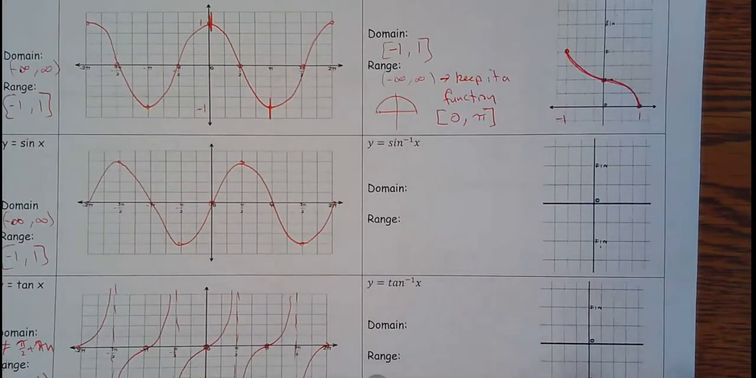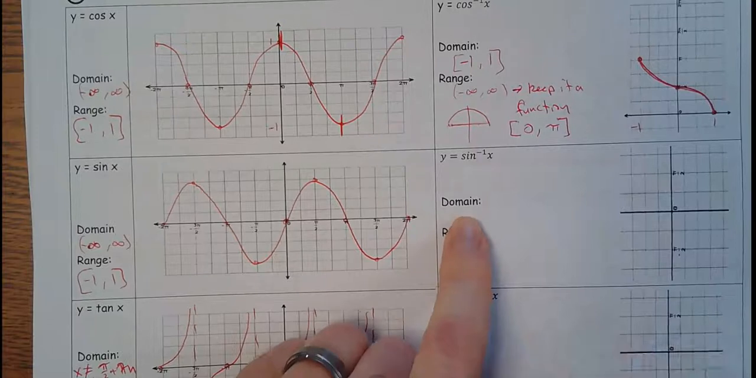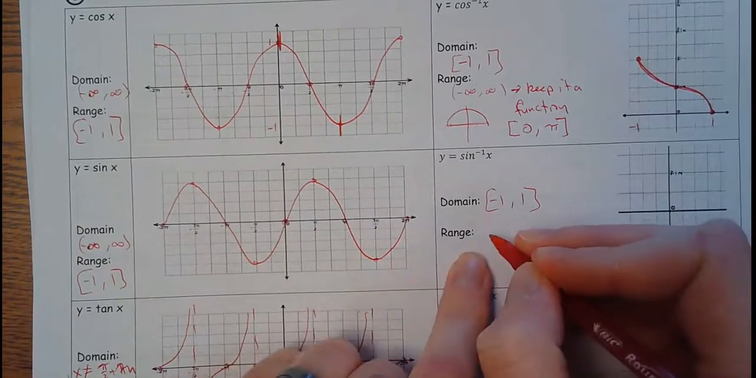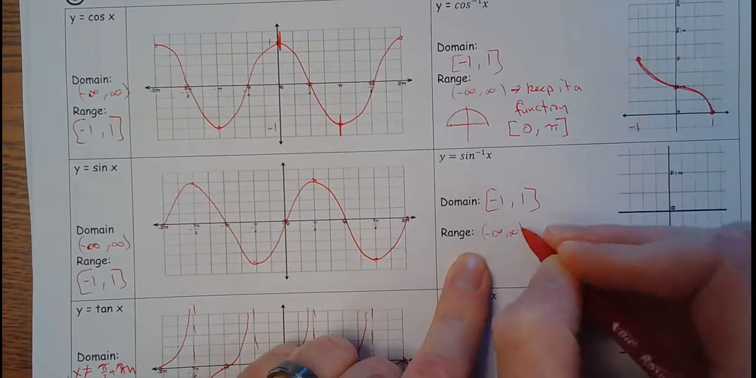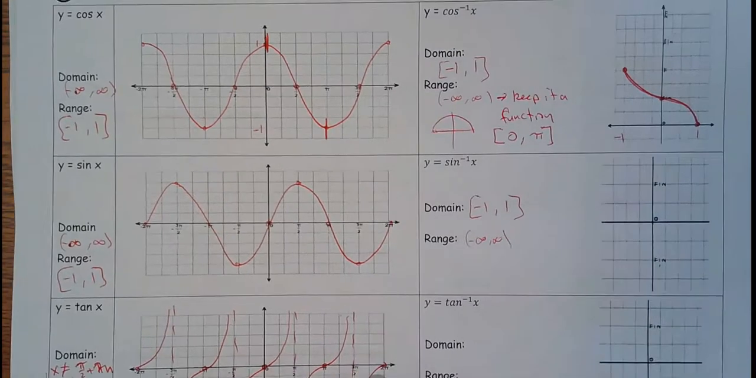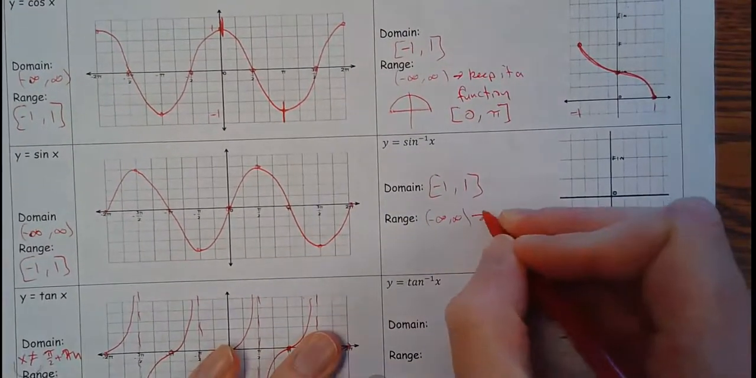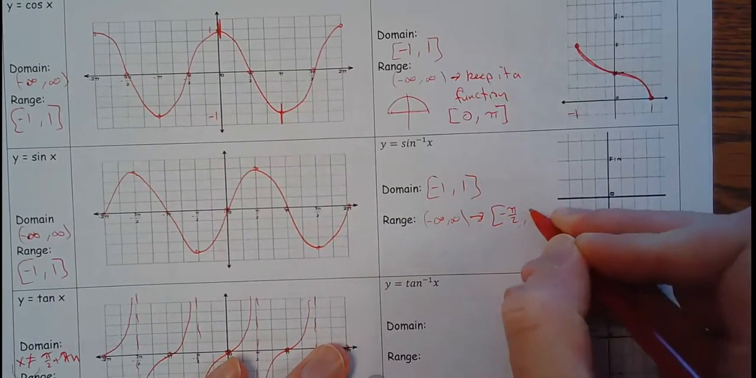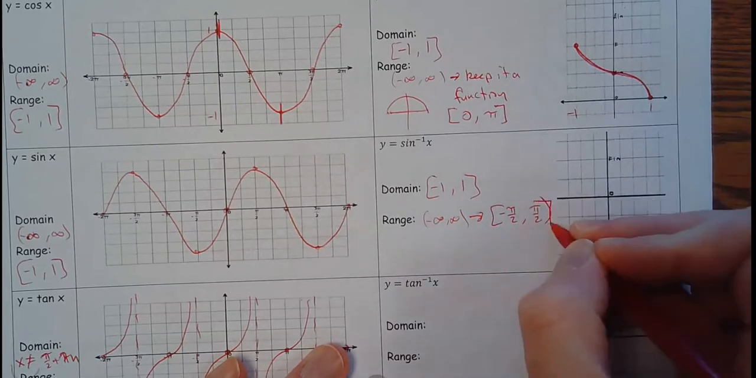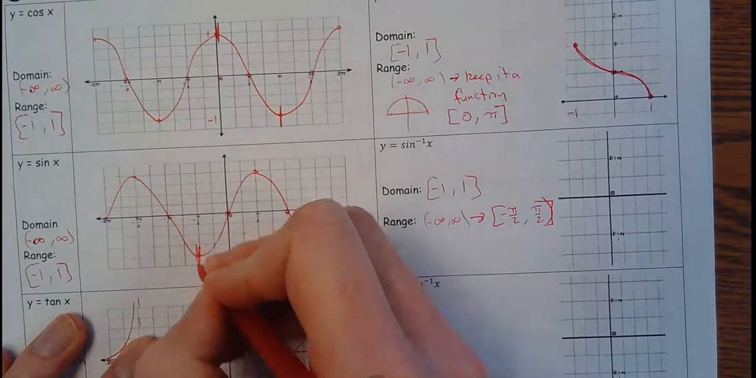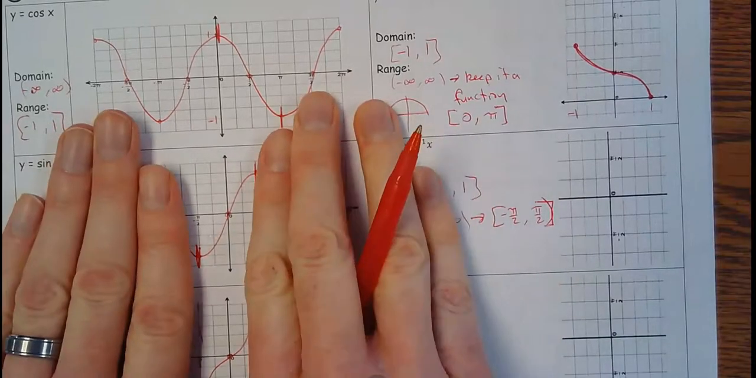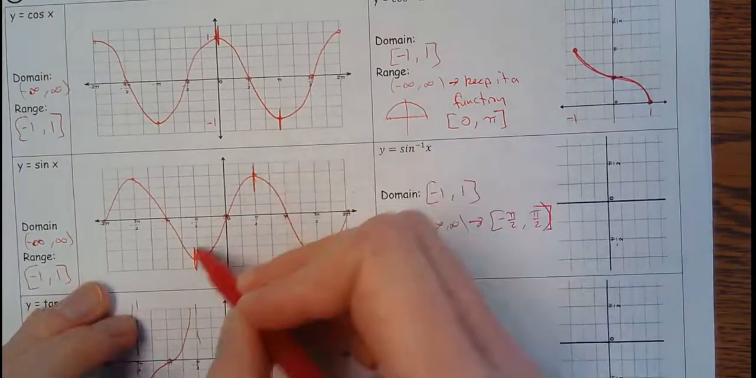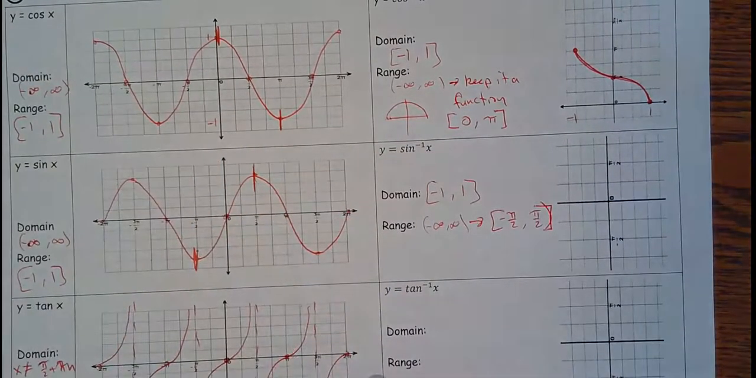Now with sine, same idea. If I took the range and flipped it, the domain would be -1 to 1. And if this domain was -infinity to infinity, the range would be -infinity to infinity. But again, that makes a curve that would fail several times. So to keep it a function, we're going to limit that to -pi over 2 to pi over 2. Which is basically like taking this chunk right here and reversing that. So it's going to flip it about this diagonal. We're going to flip all the x's and y's.